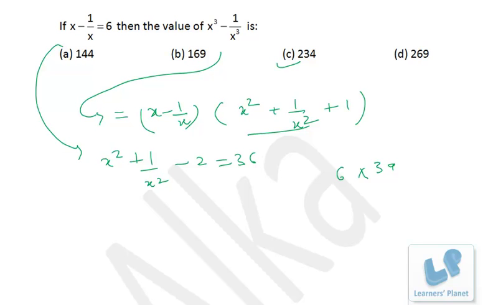So friends, in the next session we'll be taking more problems based on algebraic identities and concepts, and we'll be taking the problems on powers and exponents as well.